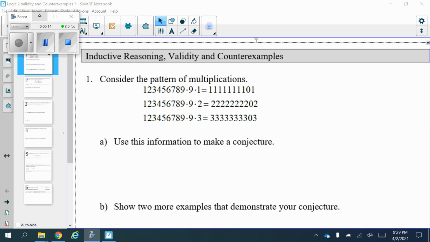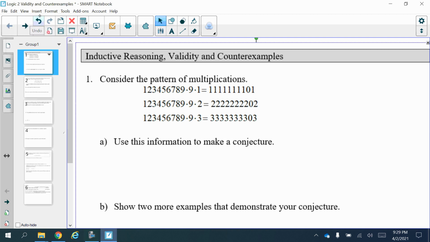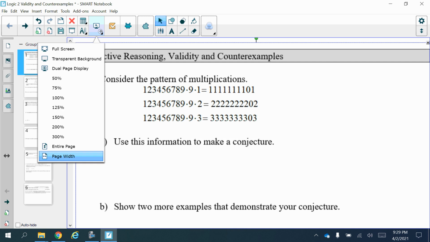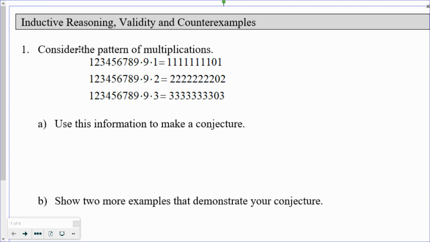So last day we were talking about inductive reasoning and conjectures, and a little bit of the process of writing a conjecture based on patterns that we can observe. We've seen some of the problems with that. So we'll do a little bit more conjecture work today and start to look at what we need to do when our conjectures are wrong.